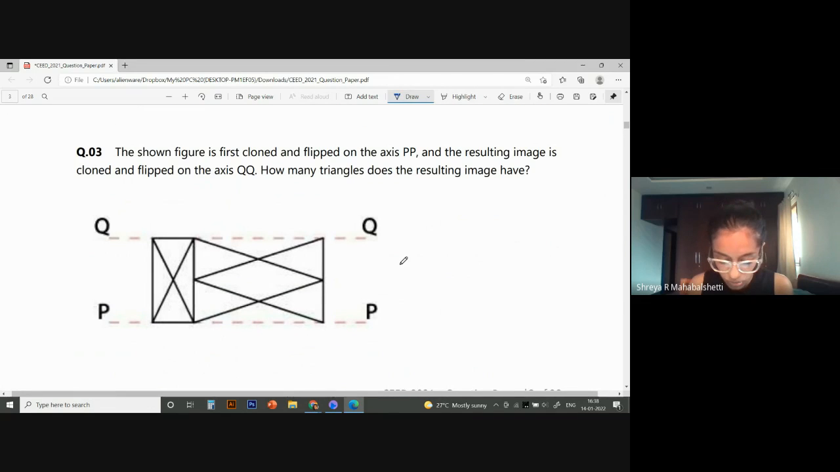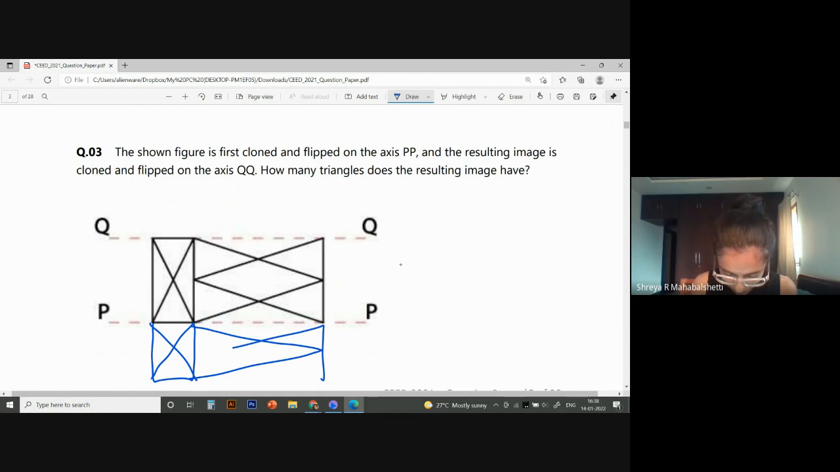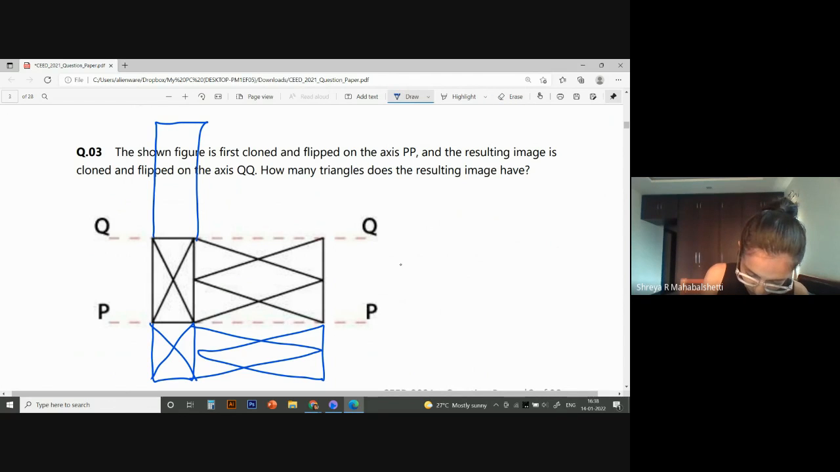It is said that it is cloned and flipped. Cloned is to take it and you just flip. Cloned is literally getting the same image out and flipping it. So there'll be something that happens like this. Okay, and this, I'm sorry, whole thing repeats itself. Okay.